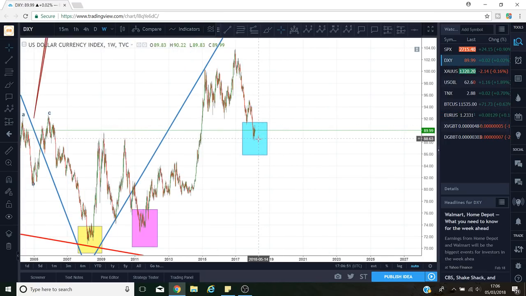So if it breaks this level, I would be concerned, because it would be retracing further than that 50% level, and wave 4s typically don't retrace more than that. So I would be concerned if it retraced more than this. However, as long as it's holding here, I would be very bullish the dollar.